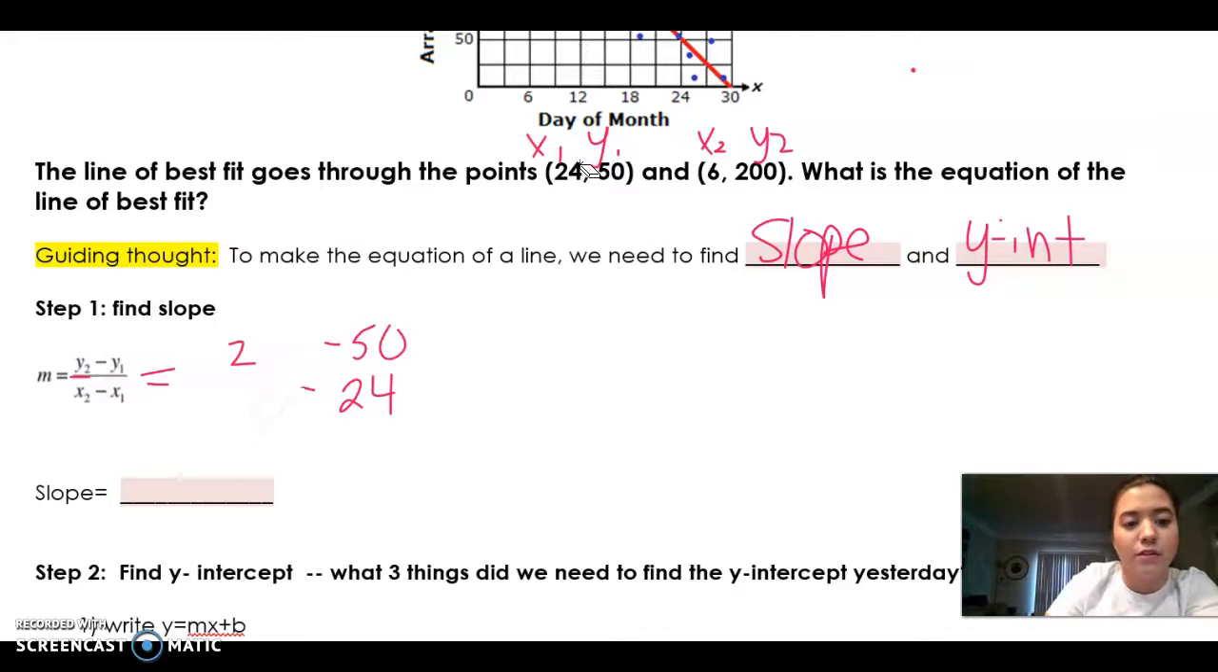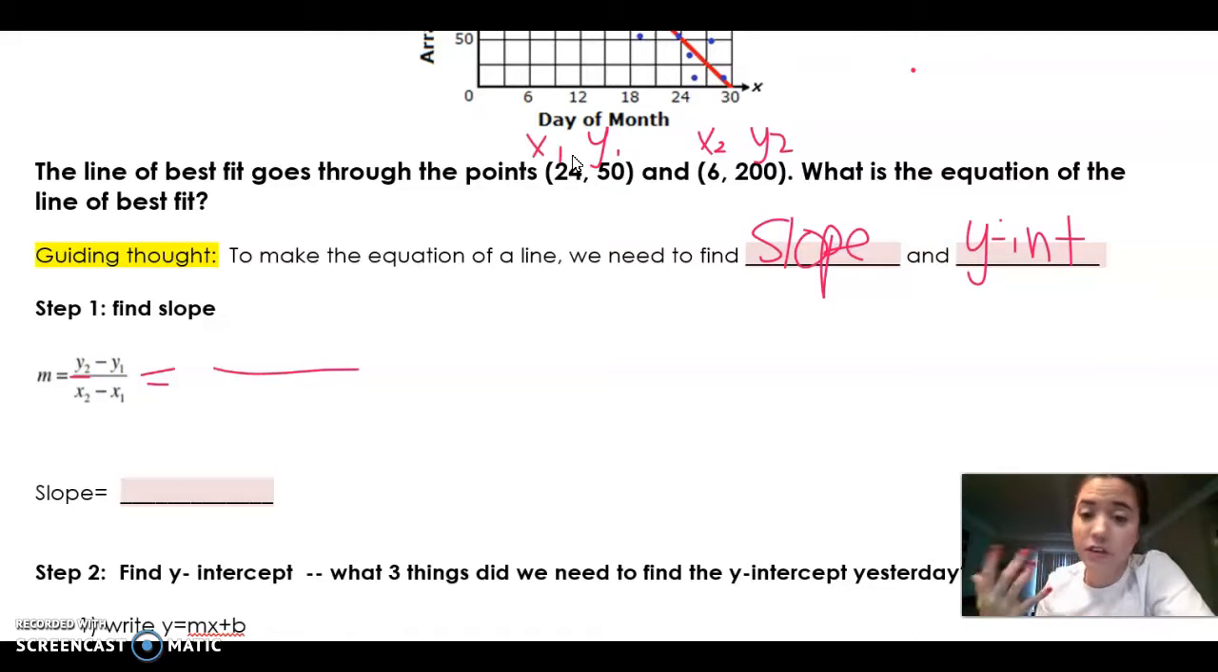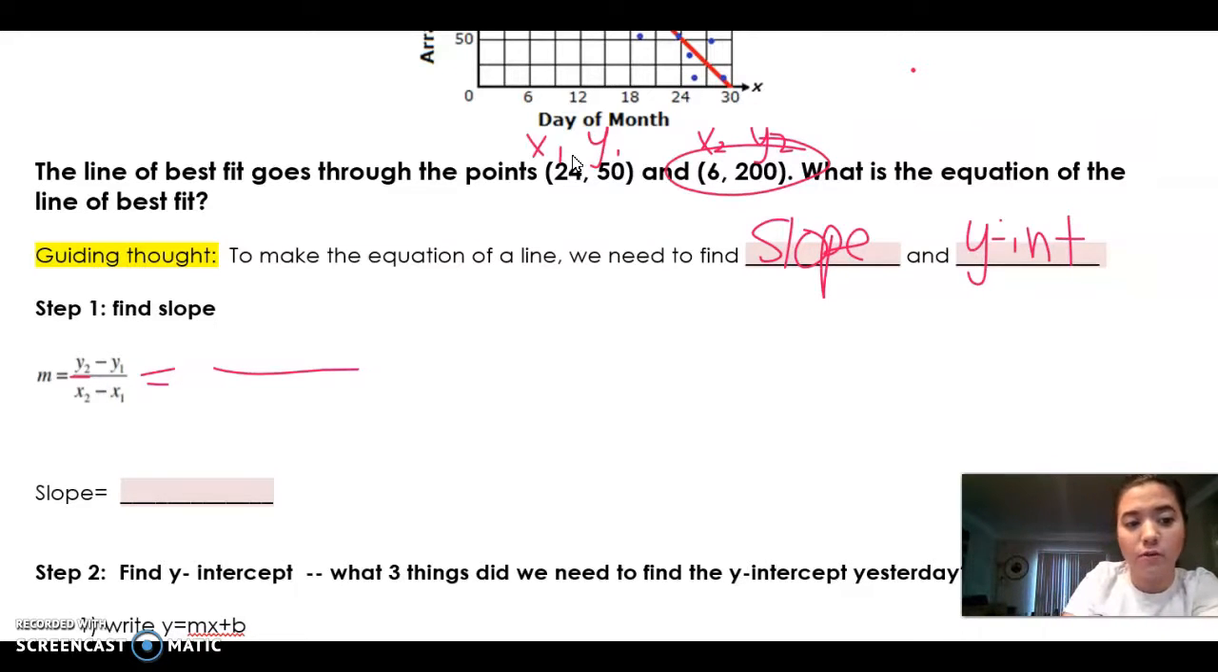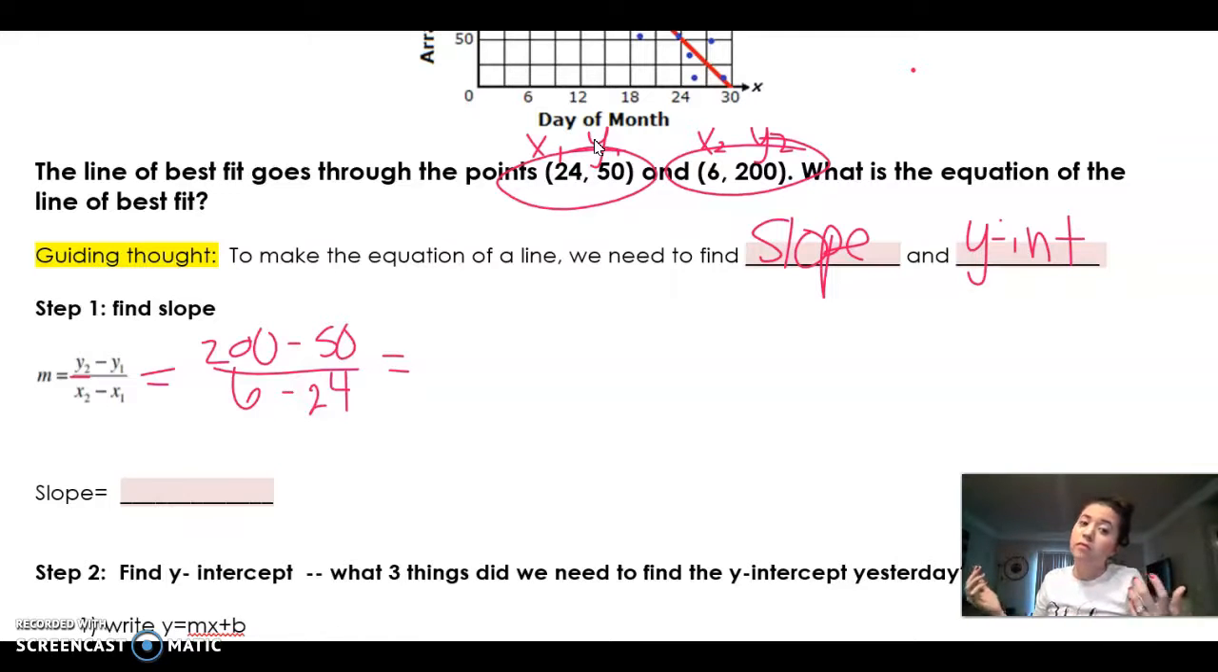Another way you can walk yourself through it, some people think differently, right? y's go on top, x's go on bottom. I can start with this point: the y value goes on top, the x value goes on bottom. There's a subtraction sign, and then there's my other point: the y goes on top, the x goes on bottom. Whatever way works for you.